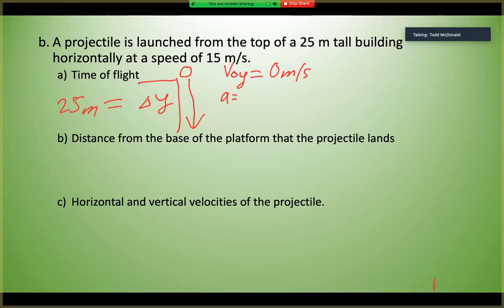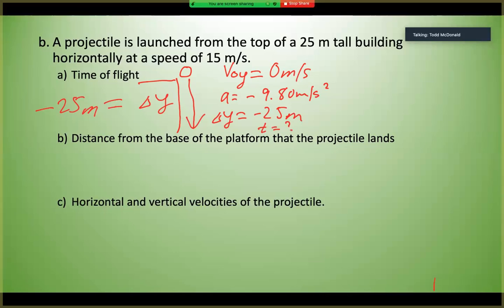The acceleration downward is negative 9.80 meters per second squared. We know the delta Y, the change in position. We're going to say it's negative 25 meters because that's how much it falls. From the perspective of falling, it's actually negative 25 meters. First thing we're going to do is find T, right?